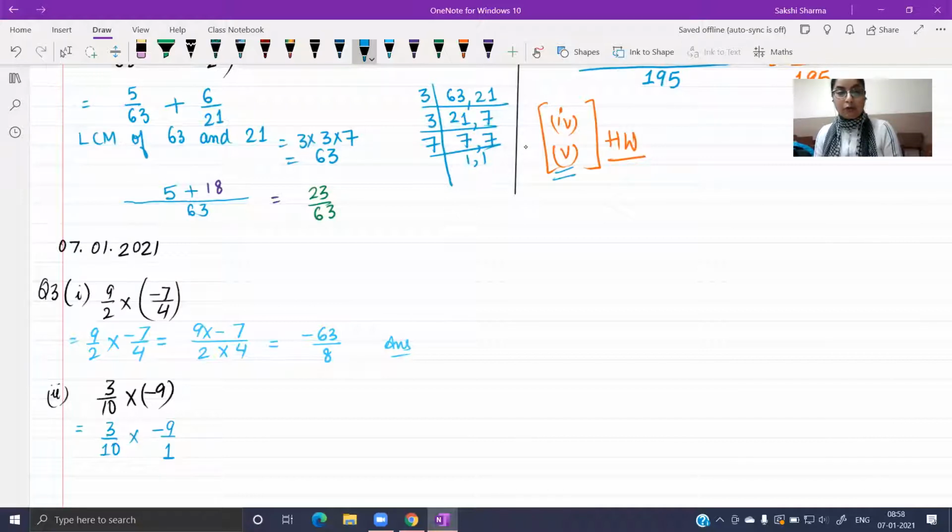So right now I have removed the brackets. I have written -9 as a rational number, and now I can write down my product directly without writing down that I am multiplying the numerators together and I'm multiplying the denominators together. So from the numerator, I get -27, and from the denominator, I get 10. Anyone with questions here, how we are carrying out the multiplication?